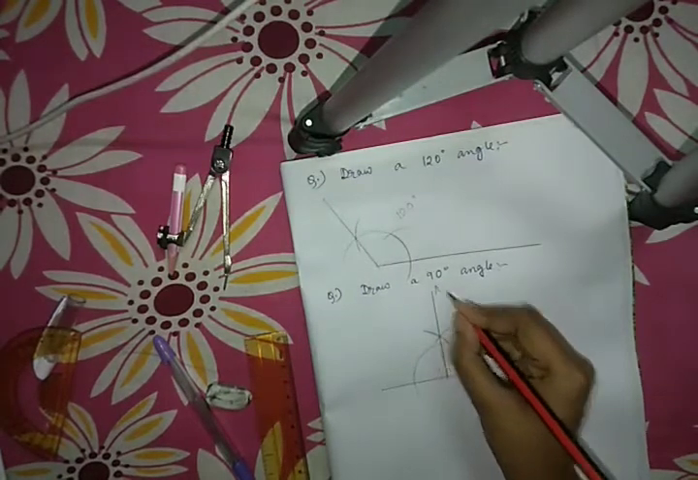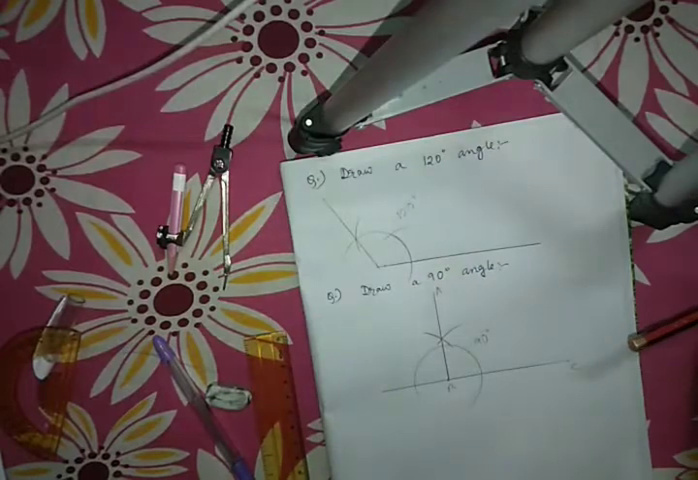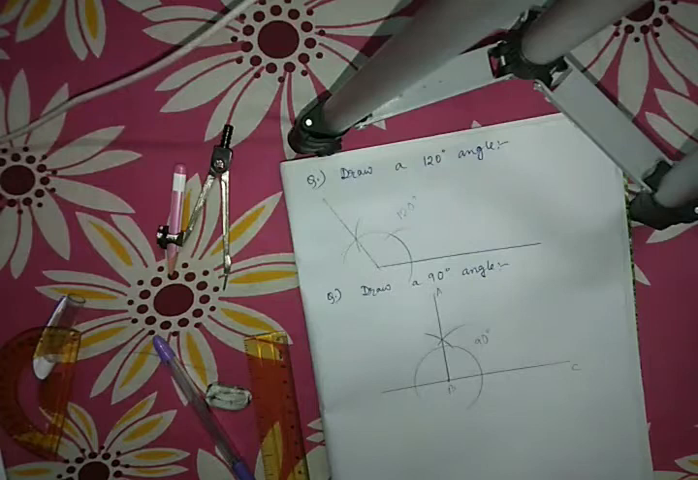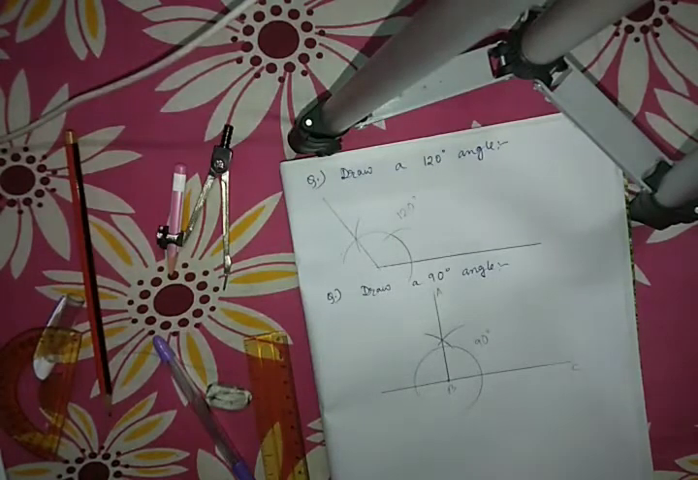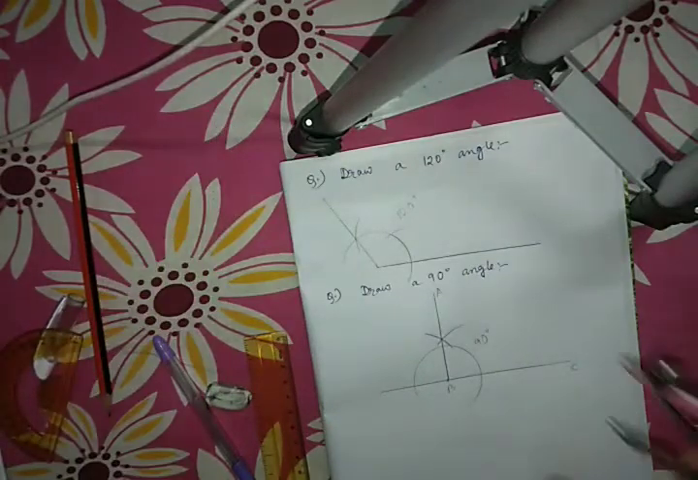This one, A, B, C. This is a 90 degree angle. Okay, I hope this process is clear to you. Now how to draw a 45 degree angle. So 45 is half of 90. That means if we bisect the angle 90, we will get a 45 degree angle. So bisection you all know how to do.